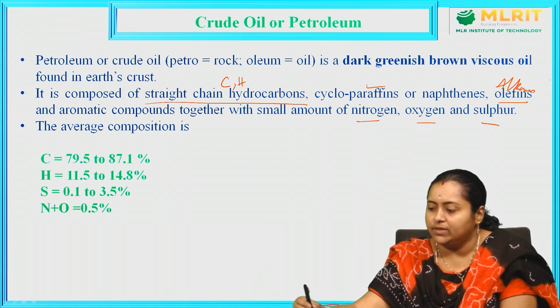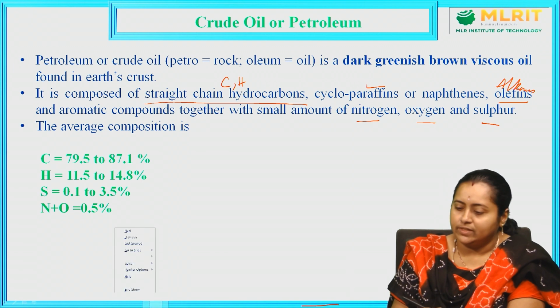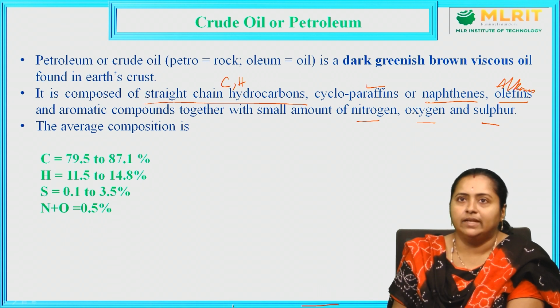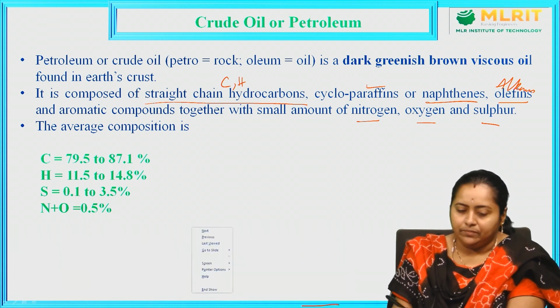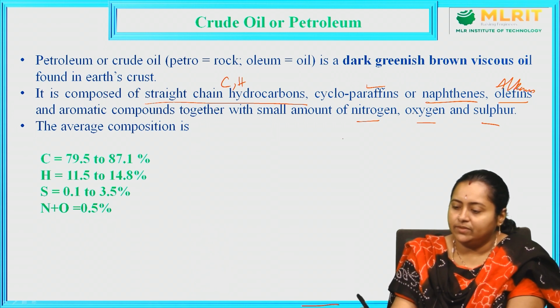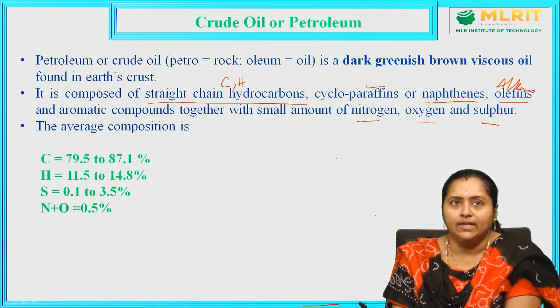Those are what we call alkenes or olefins. The cycloparaffins are also known as naphthenes. Okay. And then it will have aromatic compounds, together with small amounts of nitrogen, oxygen and sulfur.